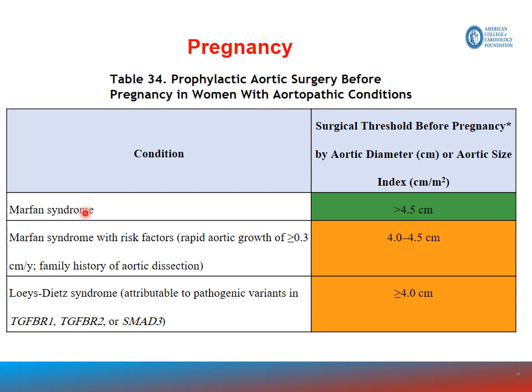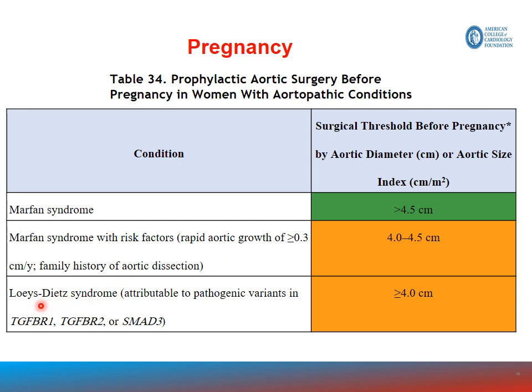The first indication is Marfan syndrome. The cutoff value for surgery is more than 4.5 centimeter. We can lower this cutoff value to only 4 cm if the patient with Marfan syndrome has risk factor for aortic dissection, including rapid aortic growth rate 0.3 cm per year or family history of aortic dissection.